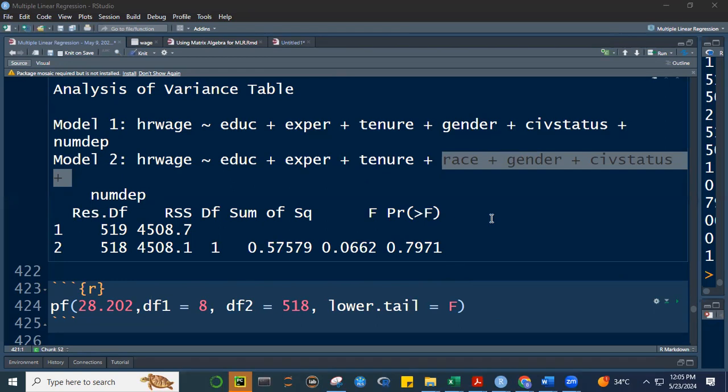Restricted versus unrestricted. And others would say that the null hypothesis is the restricted model is better, because the restricted model is the one that has beta race equal to 0.